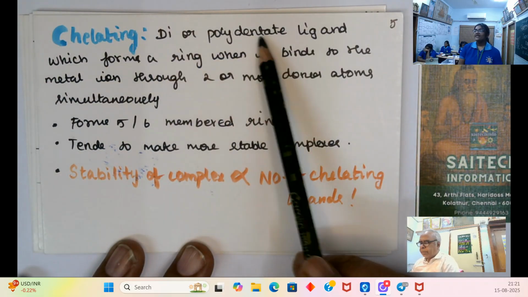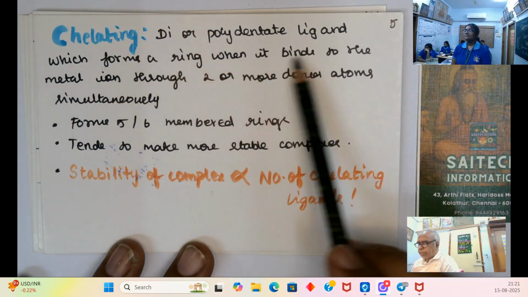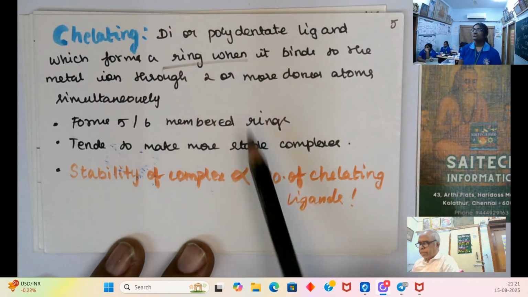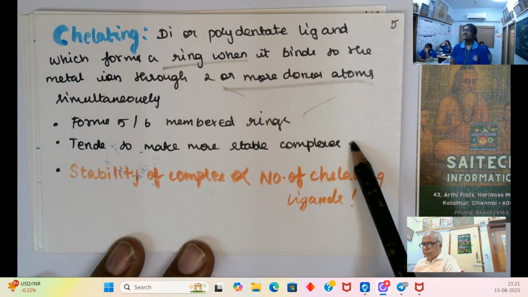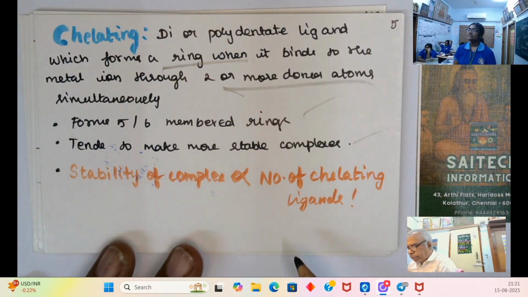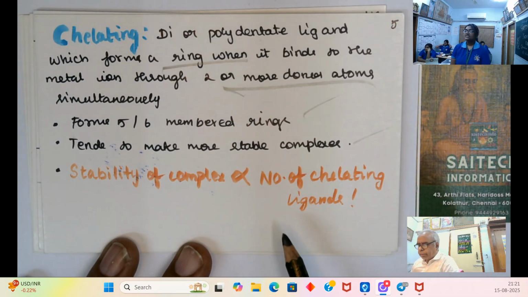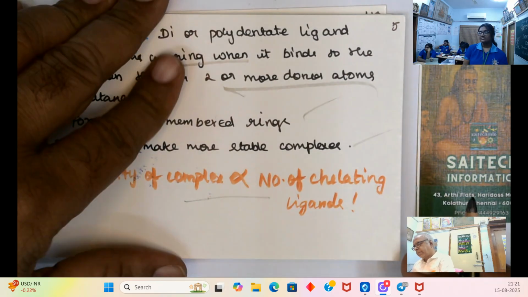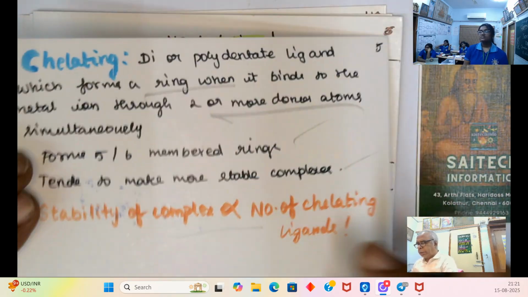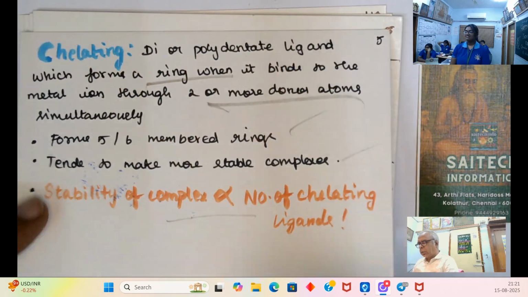Chelating ligand: a di- or polydentate ligand which forms a ring when it binds to the metal ion through two or more donor atoms simultaneously. Forming 5 or 6 membered rings tends to make more stable complexes. Stability of the complex is proportional to the number of chelating ligands. So with the increase in the number of chelating ligands, the stability will also increase.